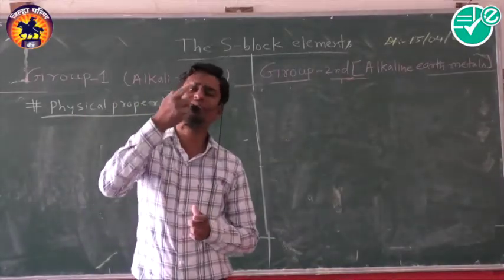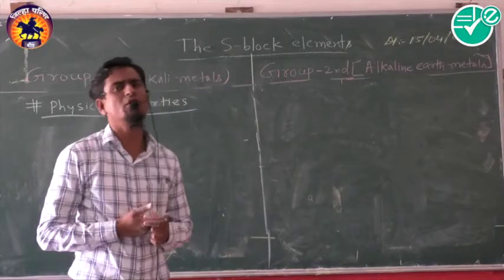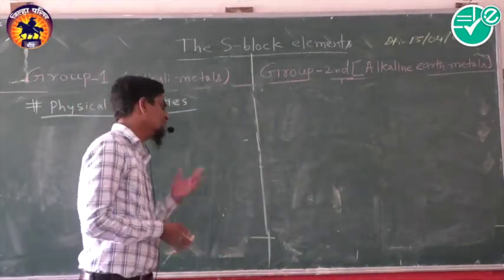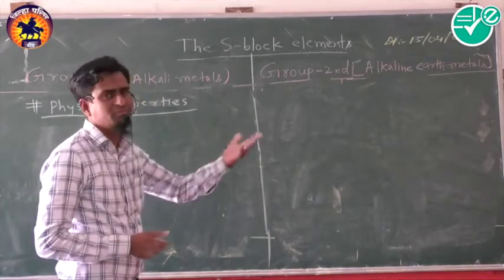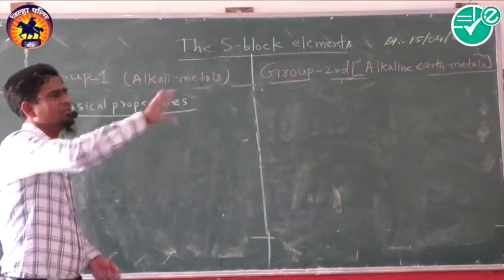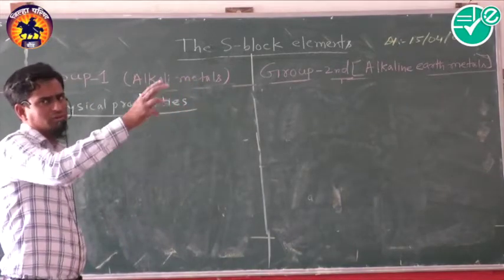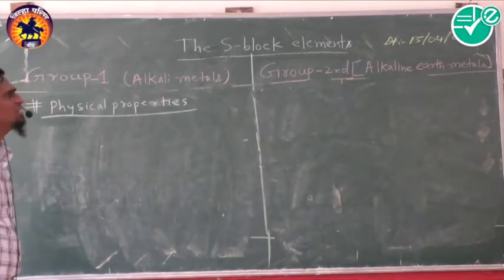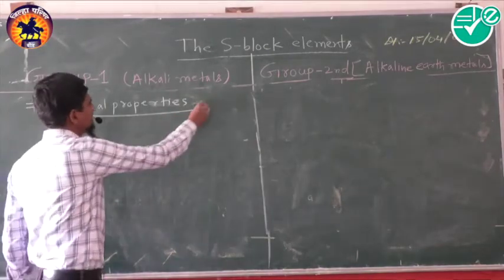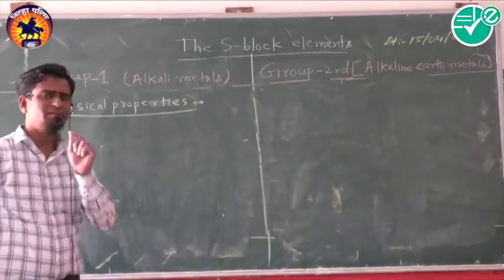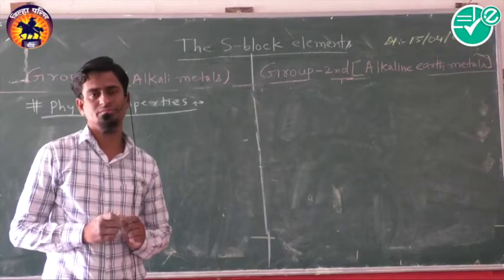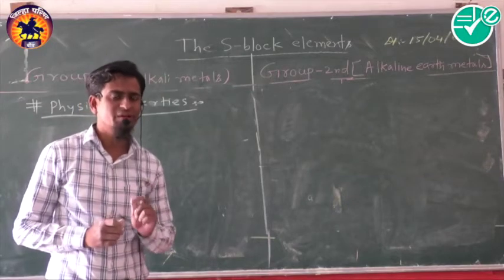Soft, even you can cut with the help of a knife. I think you already studied this in 10th class, but we have to study at some more level. But you also know that these alkali metals are kept in a bottle of kerosene because they are highly reactive to air and water. Now, in this case, we will see the main property, that is called the flame test.